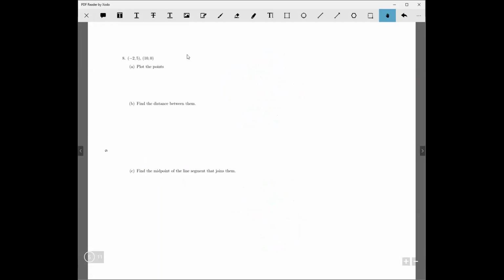Let's go on to number 8. So here we're going to plot the points, and we'll go to the WebAssign to do that in a second. But first of all, let's find the distance between them.